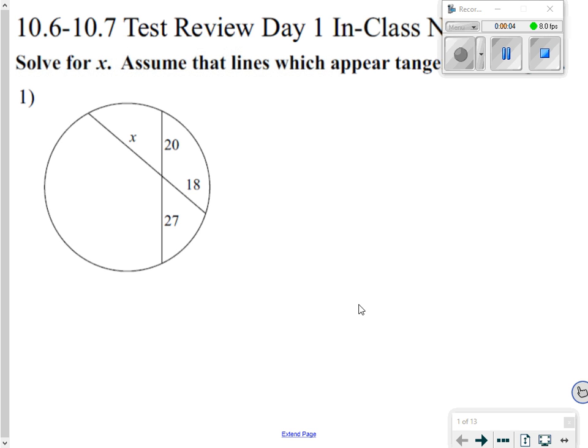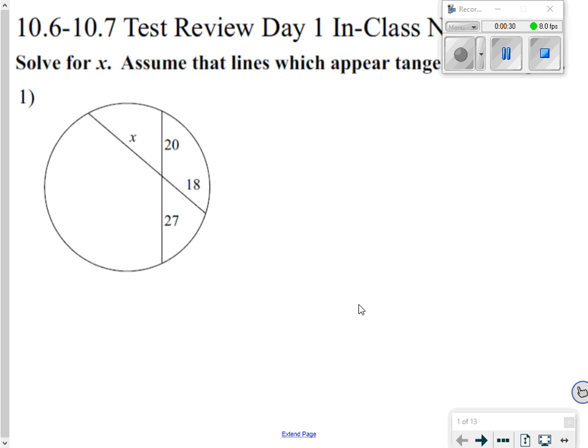All right, so we've covered all the sections in chapter 10, which is our circles chapter. Remember, we were just planning to have a test just on 10.6 and 10.7, which is all about the segments and writing equations in a circle. So we're going to review any types of questions that might be on the test for these two sections.